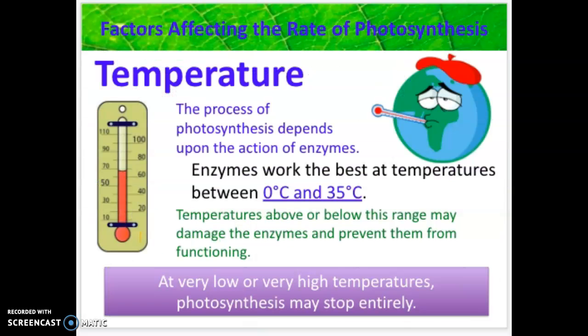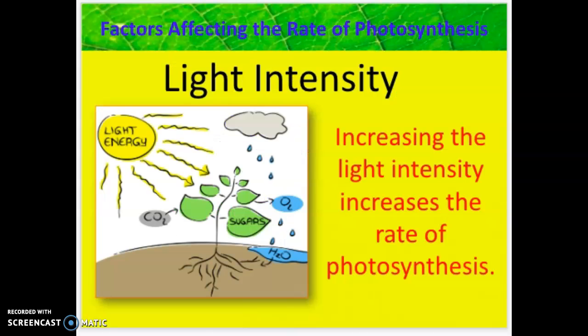Other factors that can affect the rate of photosynthesis are things like temperature. Plants have a temperature range in which the enzymes in their body work best. So very low or very high temperatures, depending on the plant, can make photosynthesis slow down, speed up, or stop completely. The amount of light: some plants require lots of light, other plants require low levels of light. Depending on the environment, light intensity can increase or decrease the rate of photosynthesis.